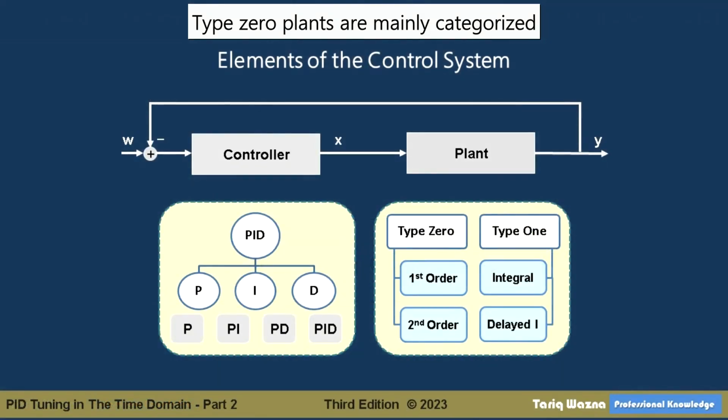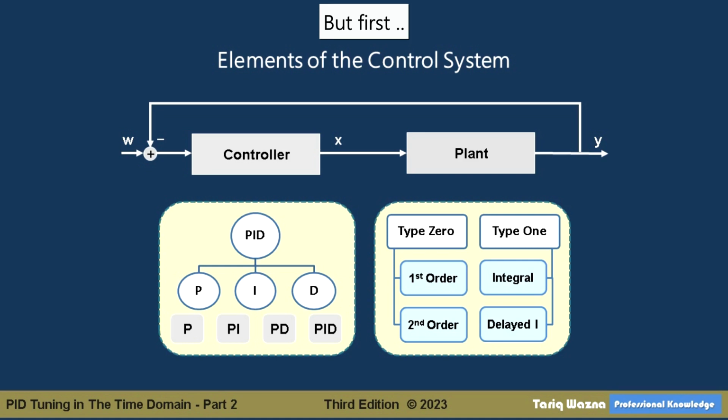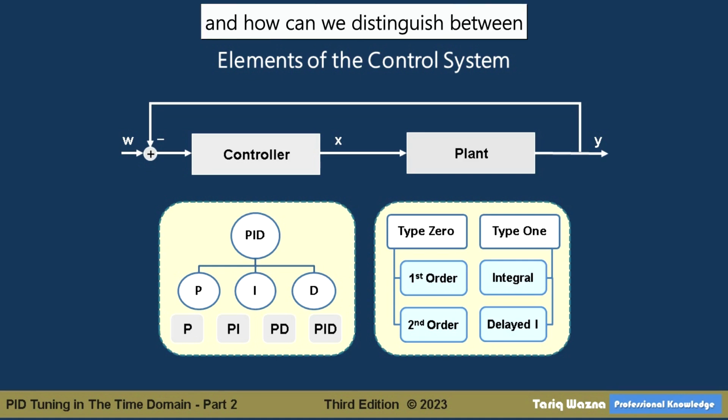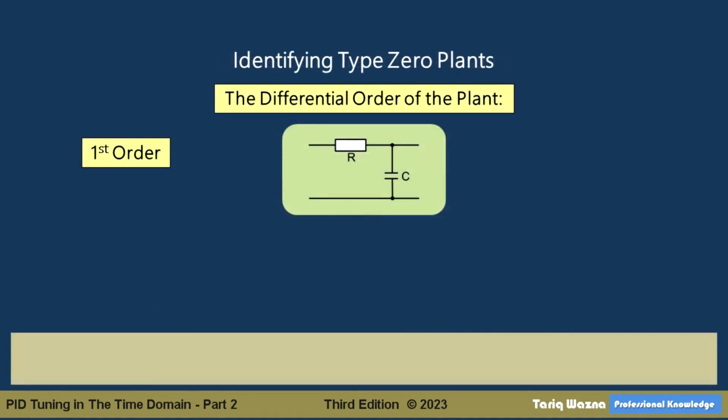Type 0 plants are mainly categorized into first order and second order. We will be concerned in part 2 with type 1 plants, but first we will see how we can identify type 0 plants and how we can distinguish between first order, second order, and higher order plants.